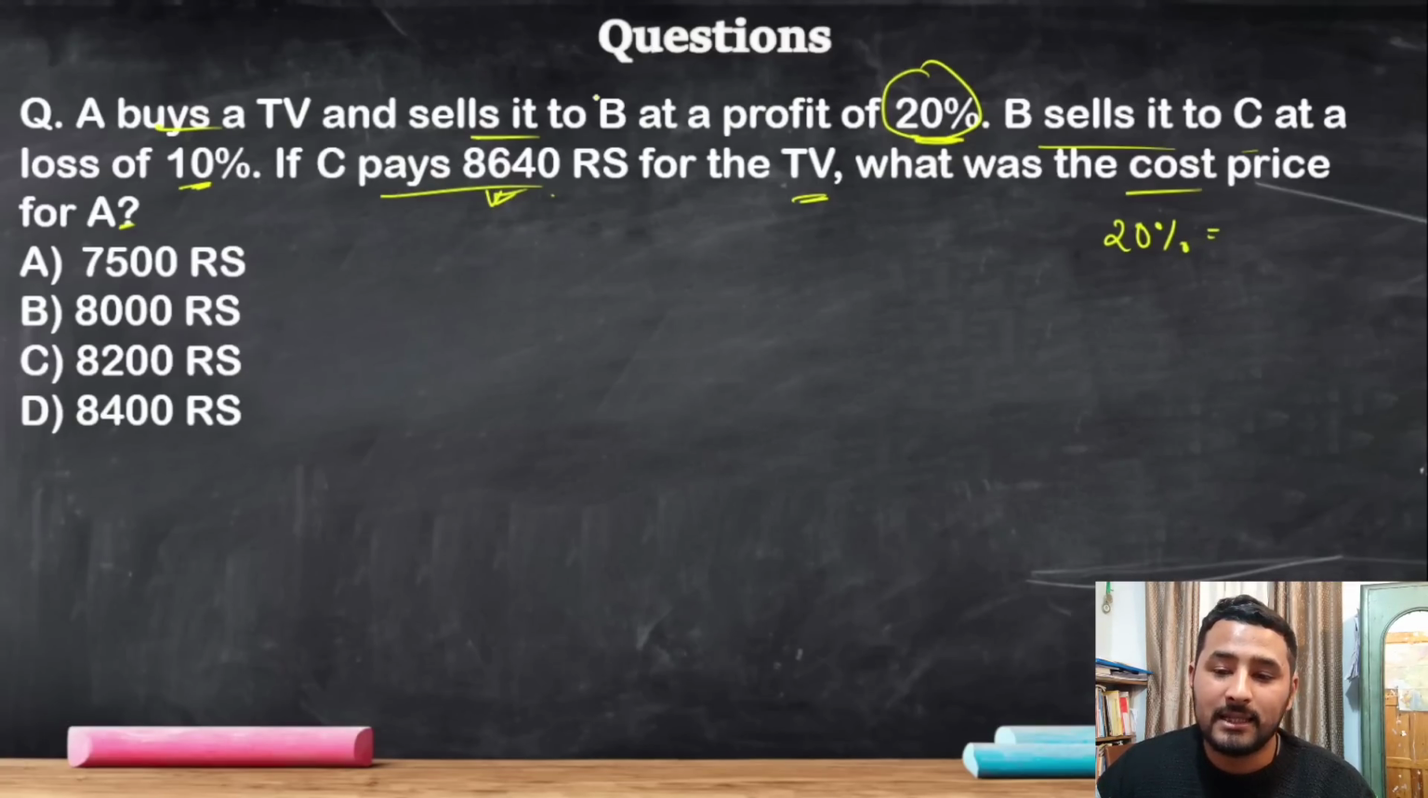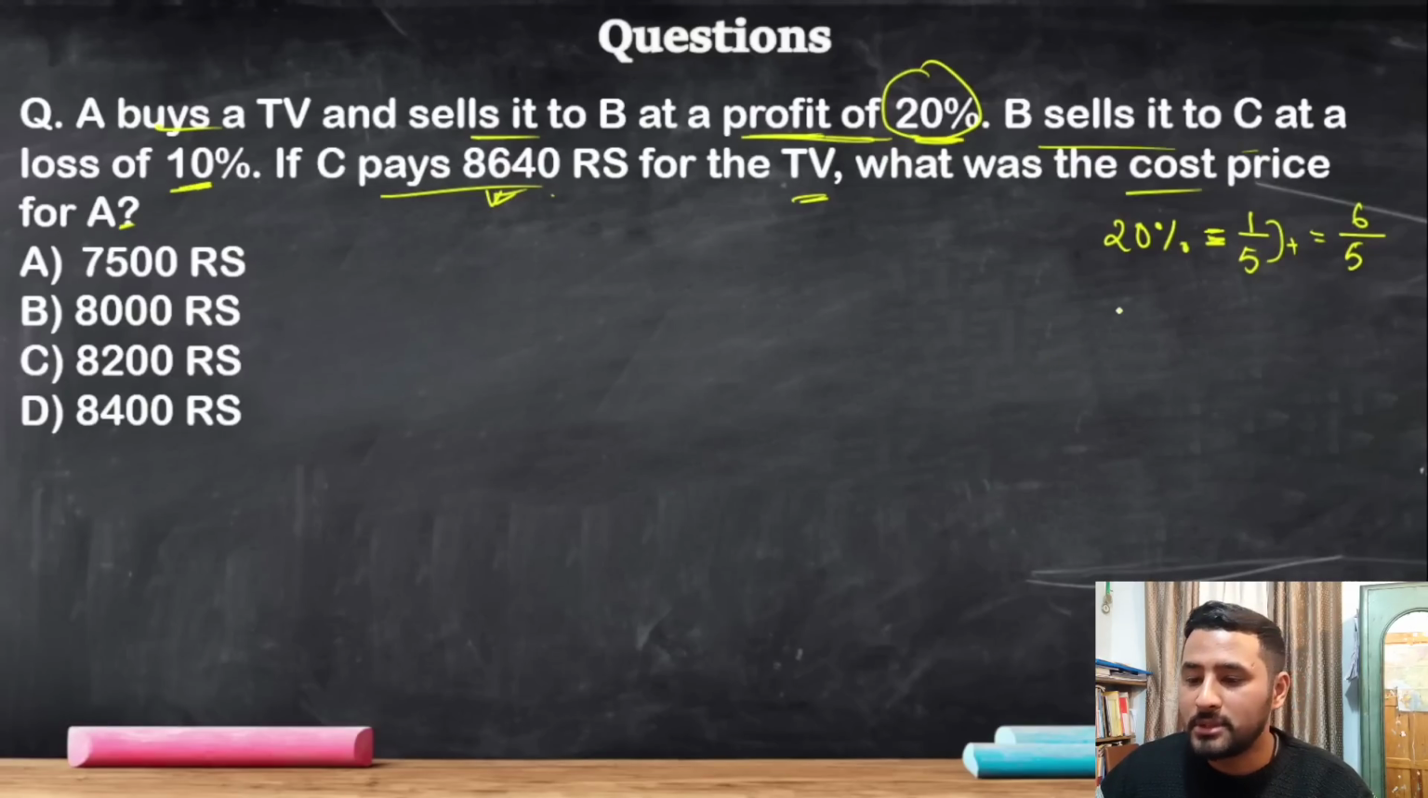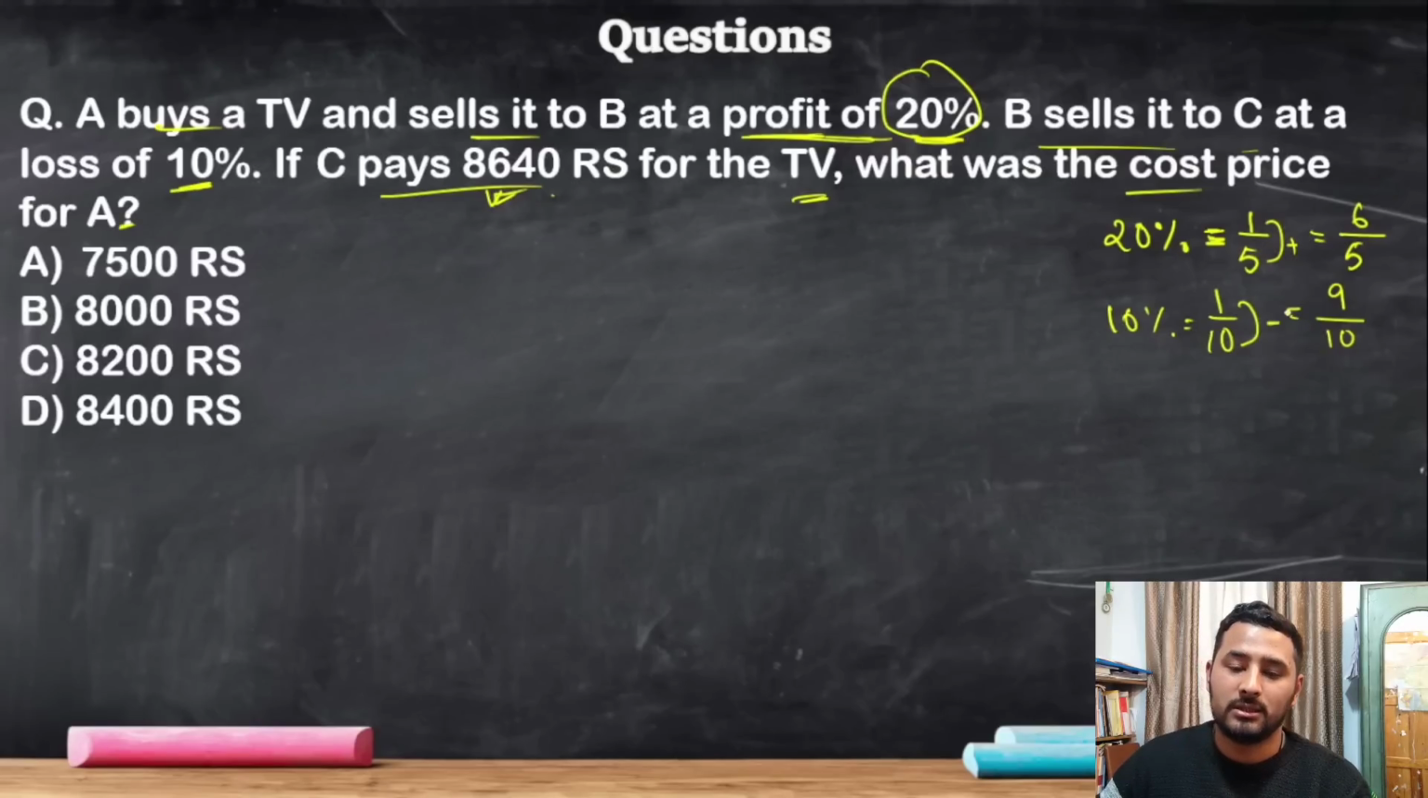Okay, so like I said, B sells at a profit of 20%. The fractional value of 20% will be 1 by 5. Since it is profit, you should add the denominator and numerator. 5 plus 1 will be 6 by 5. Okay, clear? Now B sells it to C at 10% loss. The fractional value of 10% is 1 by 10. So if it is loss, you should subtract. 10 minus 1 will be 9. 10 will remain in the denominator.